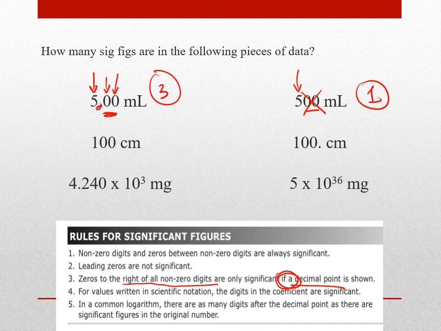Decimal, they count. No decimal, they don't count. No decimal. Guess what happens to those zeros? They don't count. Only the 1 is significant. There's 1 sig fig here.